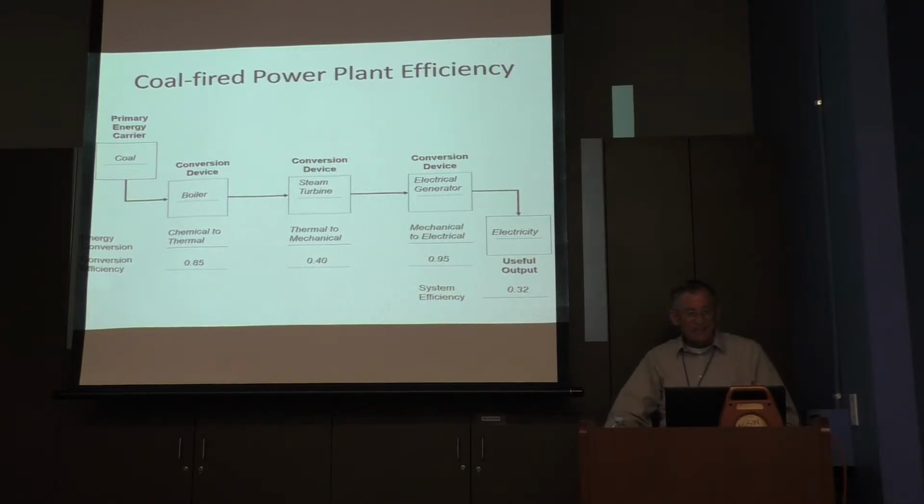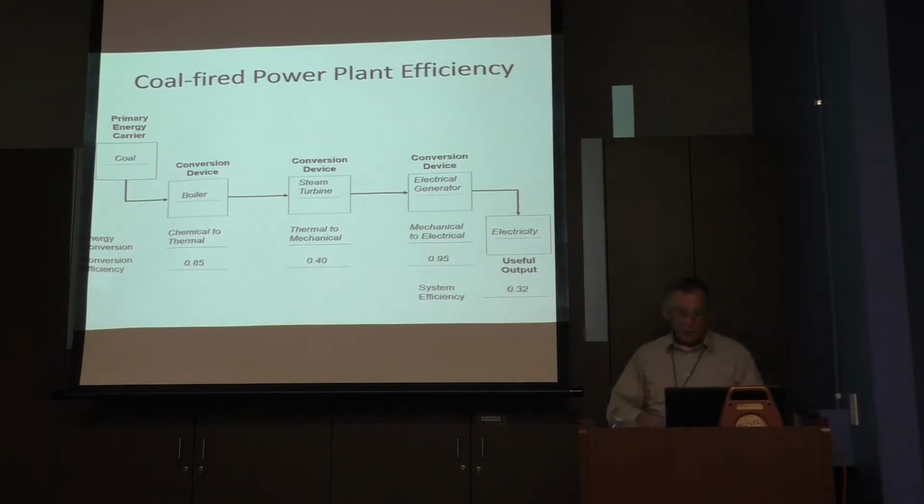Now, we can use that information in a convenient form like this to find how we get the system efficiency. We start with the primary energy carrier, in this case being coal. The first conversion device is the boiler. We use the minimum efficiency of 85% and put that in there. The next energy conversion device is a steam turbine. Once again, using the minimum efficiency of 40%, put that in there. The final energy conversion device is the electrical generator, again using the minimum efficiency of 95%.